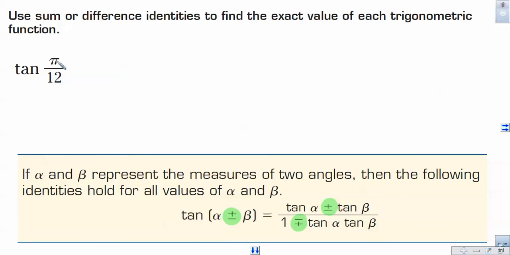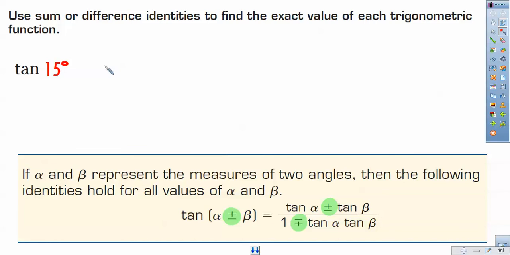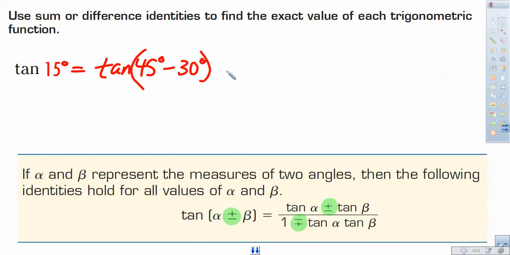So how do I do this in degrees? Well, think about pi as just being 180 degrees. What's 180 degrees divided by 12? Yeah, it's just 15 degrees. So when I see this one here, I just picture tangent of 15 degrees. So breaking tangent of 15 degrees down, we'll have tangent of 45 degrees minus 30 degrees. Pretty straightforward. So let's throw this right into that tangent formula here.